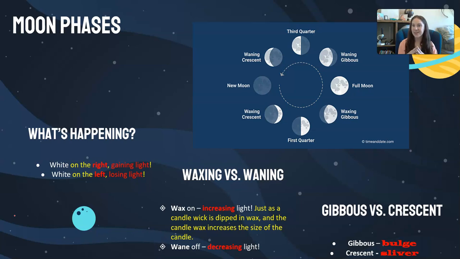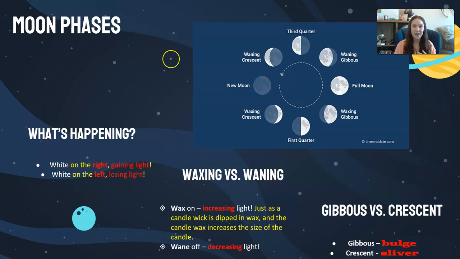Moon phases is this phenomenon where the moon appears to be changing shape throughout the month, right? But we all know that the moon is not actually changing shape. What is happening is that the sun is shining on the moon, and from our perspective here on Earth, we can see a little bit more of the moon as it moves more into the sun's light. Let me explain this a little bit more.